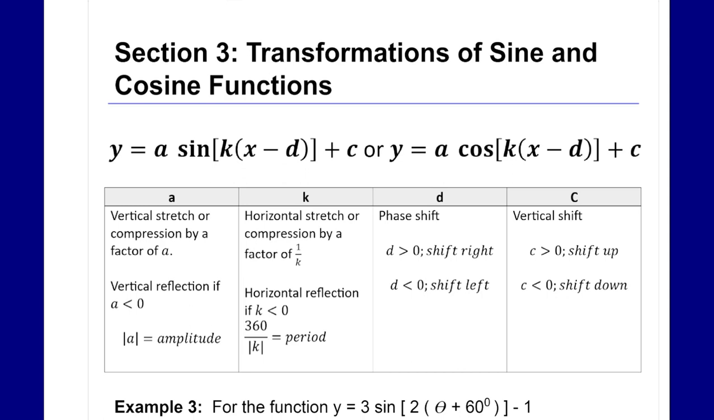So a still determines a vertical stretch or compression by a factor of a. And there is still a vertical reflection if a is less than 0, or negative. A also tells us the amplitude. The a value will tell us the amplitude, and these two little lines mean the absolute value. It just means it's always going to be a positive value for our amplitude. So it doesn't matter if a is negative, indicating a reflection, our amplitude is still going to be a positive value.